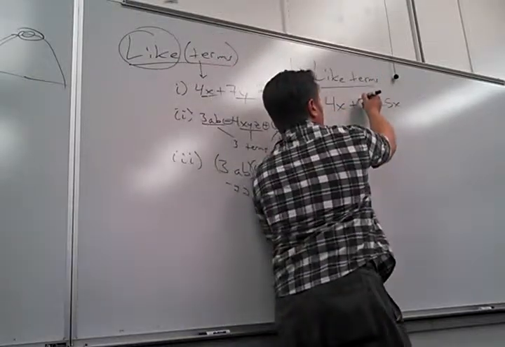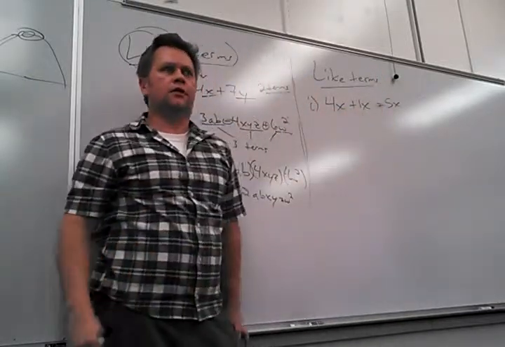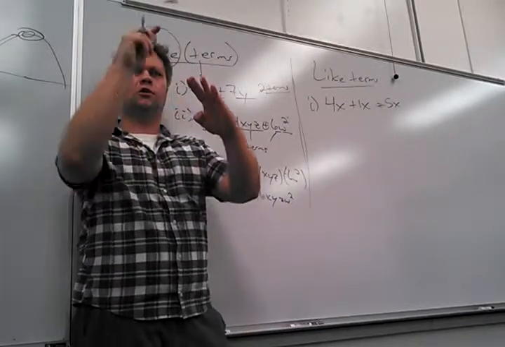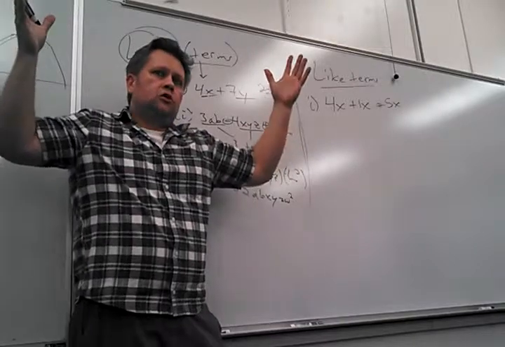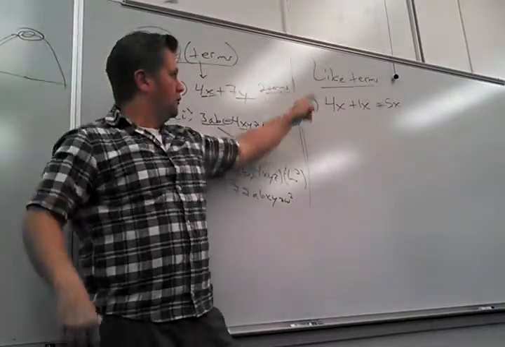So it's really 4x plus an understood 1x, right? Anytime you see an x by itself, there's an understood 1 there. I got 1x. Math people, we don't like to waste time, or we're lazy, however you want to look at it. We're not going to write that 1.